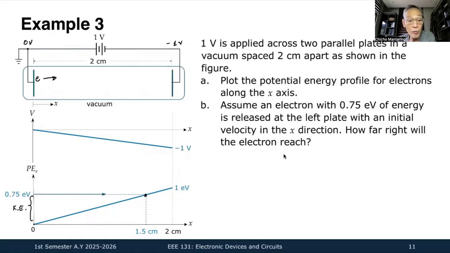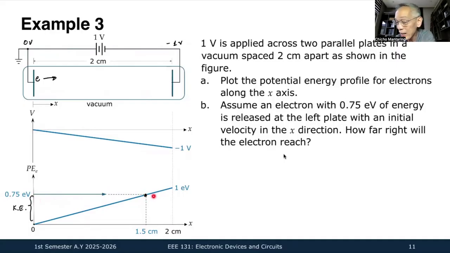That will happen at 1.5 centimeters, because 1 is to 0.75 as 2 is to 1.5. So again, as the electron is moving to the right, it is losing kinetic energy and therefore it will be decelerating. When it gets to this point, its kinetic energy will be 0. It will all be potential energy, which will be 0.75 electron volts. Now, what will happen once it reaches this point?